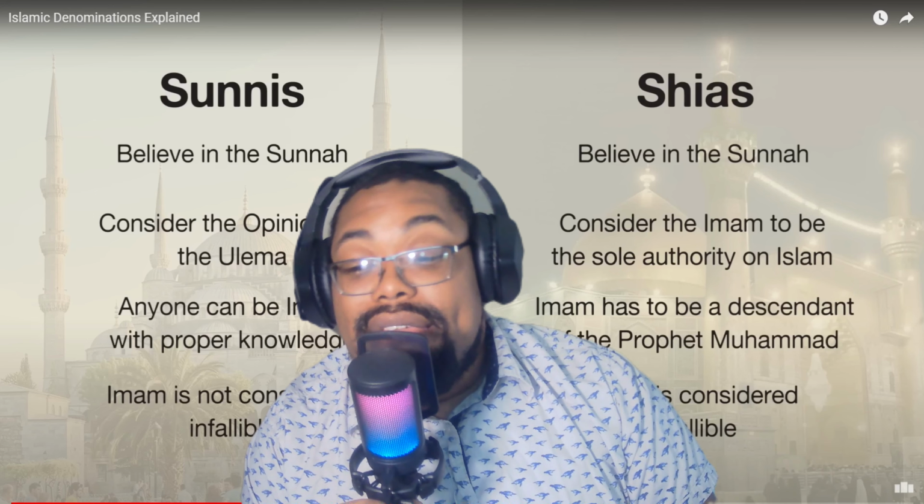The disagreement over imams and their role in Islamic society is perhaps the biggest distinction between the Sunnis and the Shias even today.